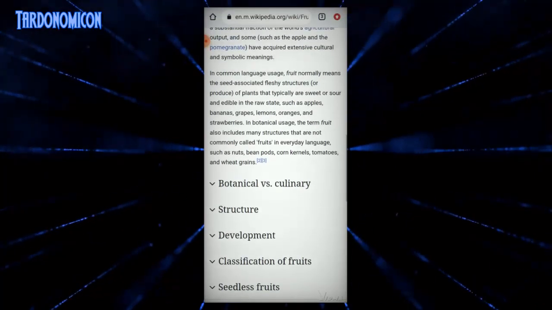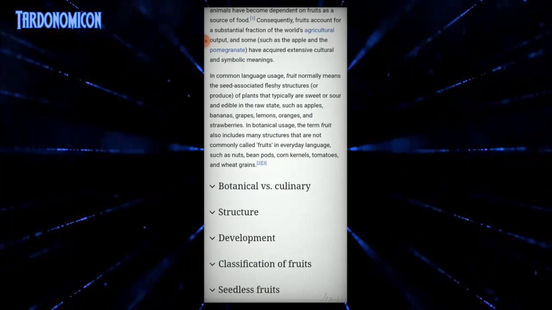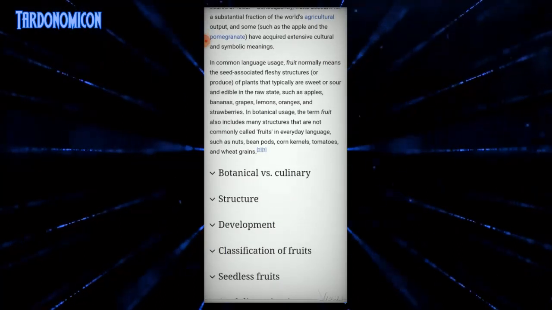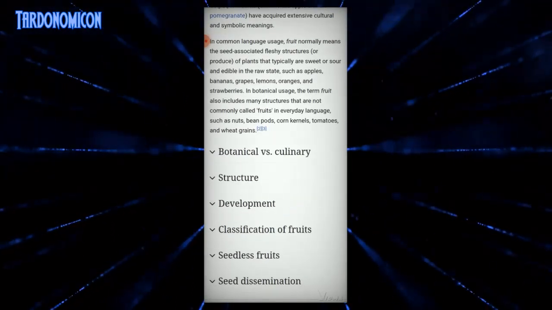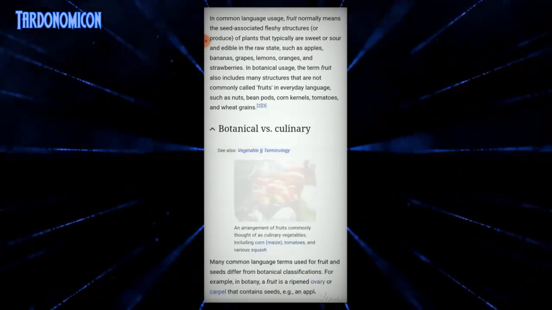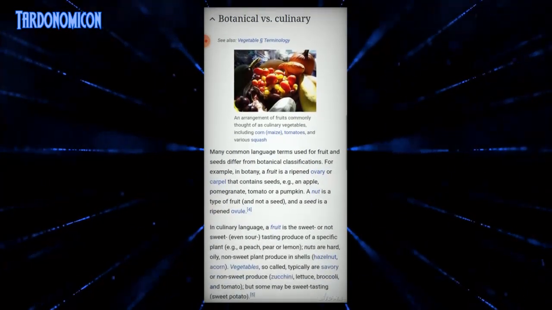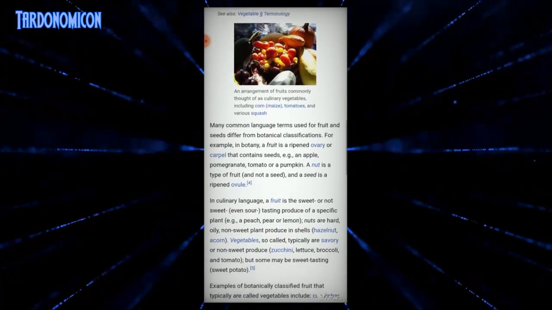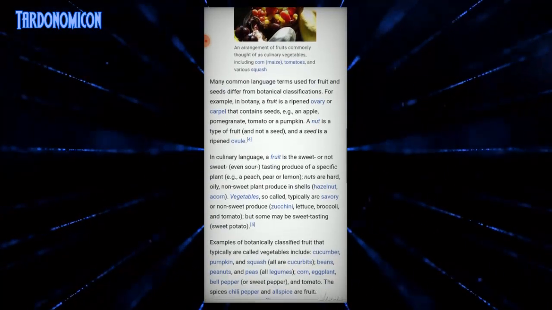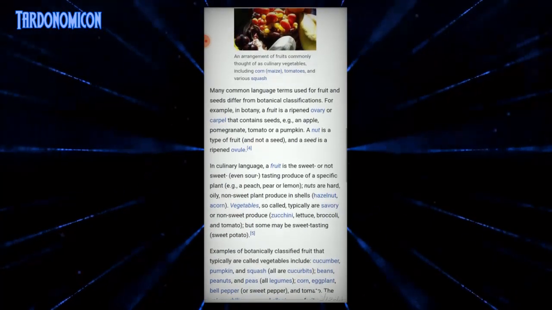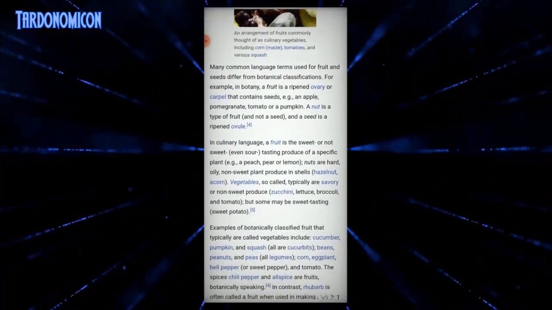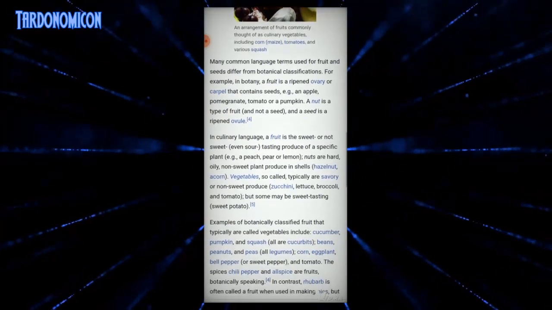Now, this is important to understand, because remember I did videos about can a fruitarian diet be balanced? Yes, it can, because fruit also includes nuts, bean pods, corn kernels, tomatoes, and other whole grains. Botanical versus culinary. Many common language terms used for fruit and seeds differ from botanical classifications. For example, in botany, fruit is a ripened ovary or carpel that contains seeds, an apple, pomegranate, tomato, or a pumpkin. A nut is a type of fruit and not a seed, and a seed is a ripened ovule.